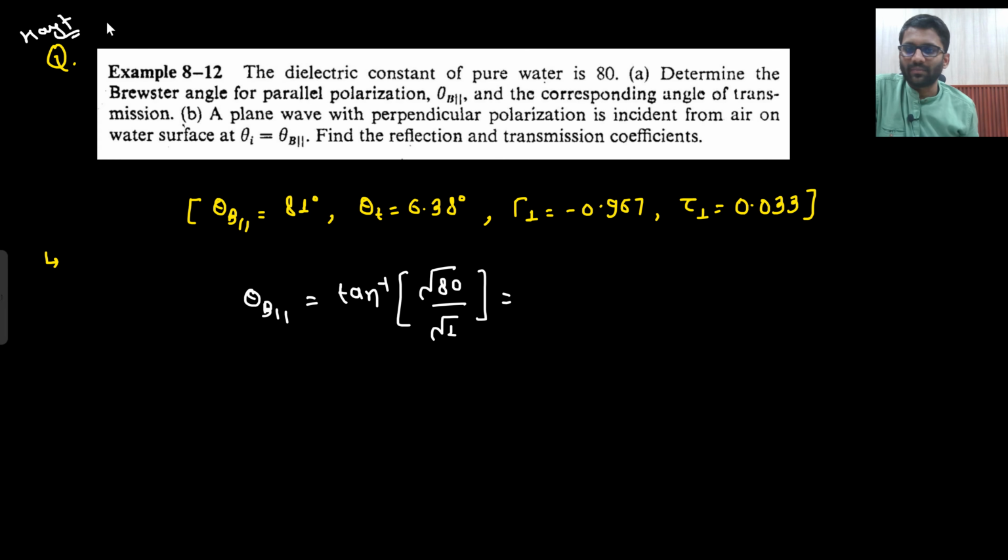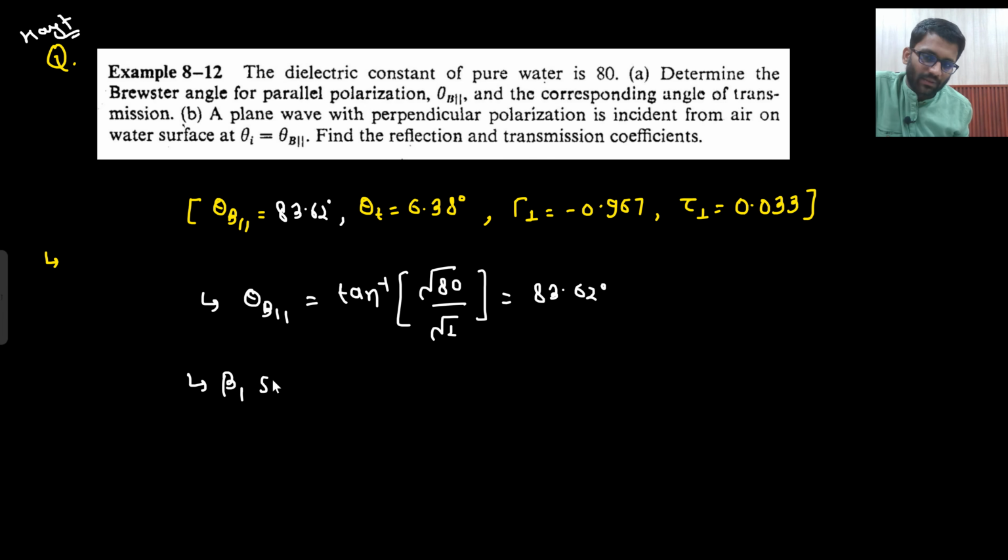Let me see if there is some glitch. No, it is 83.62 degree, so let's remove it. Now we need to find the corresponding angle of transmission. Here I am applying Snell's law: beta 1 sin theta i is equal to beta 2 sin theta t. So this angle we need to find.